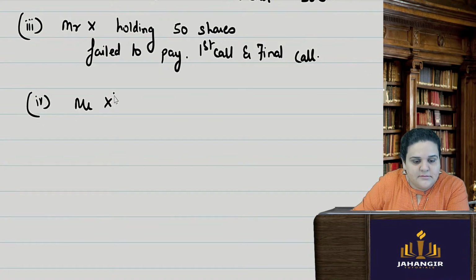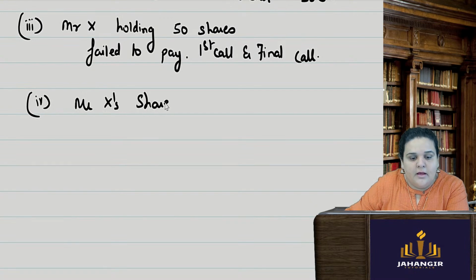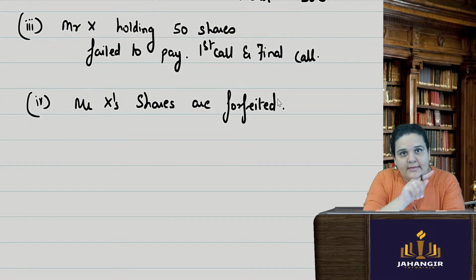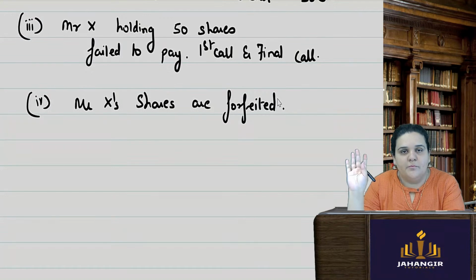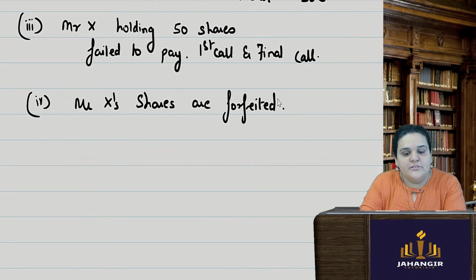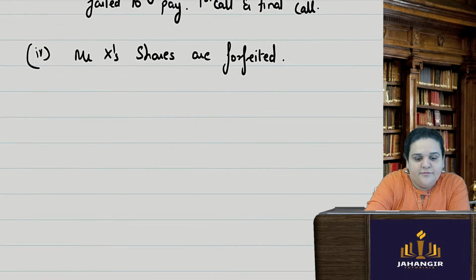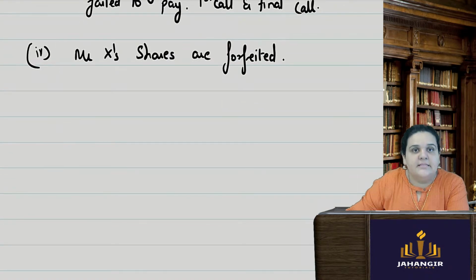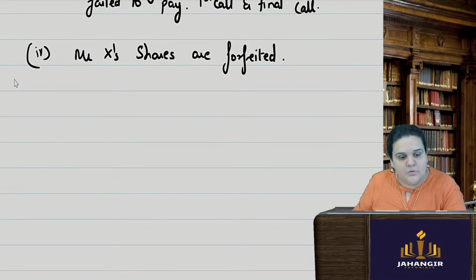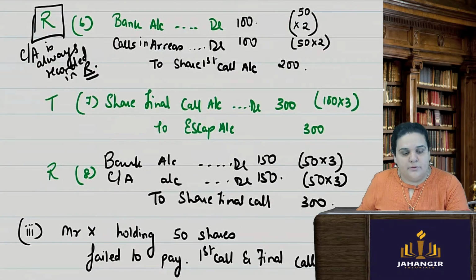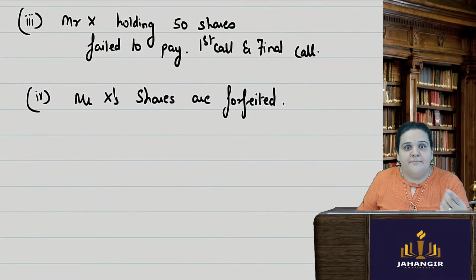Okay. So now the fourth example. Mr. X's shares are forfeited. Means the company is going to cancel his name from the books. Cancel those shares, equity share capital. Okay, cancel those 50 shares. Now, what happens when the forfeiture is done? There is another journal entry to be passed. So, until the final call, everything is over. Now, I go one step forward.